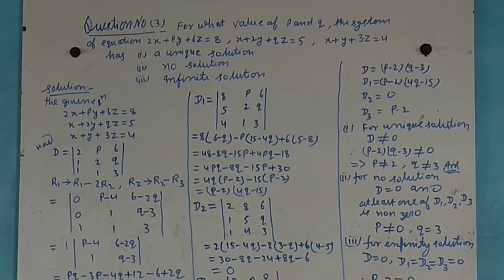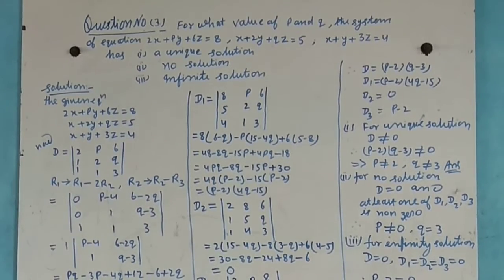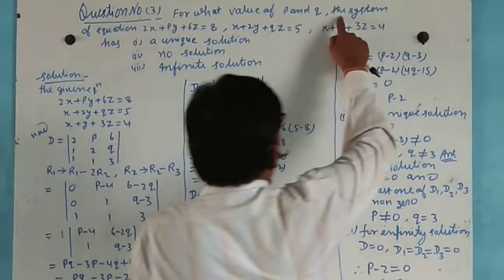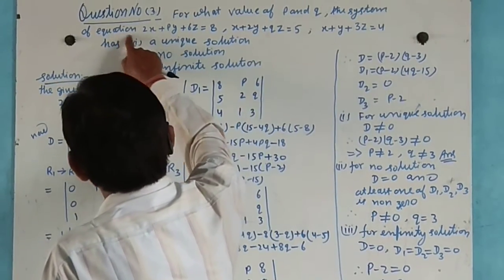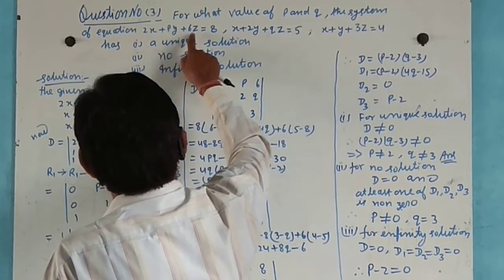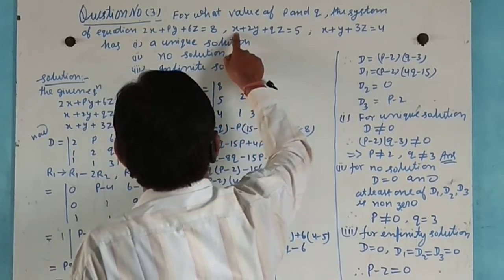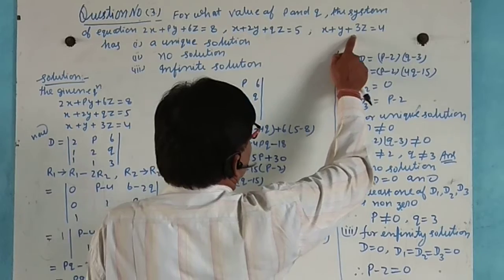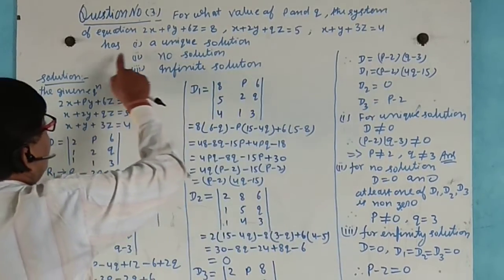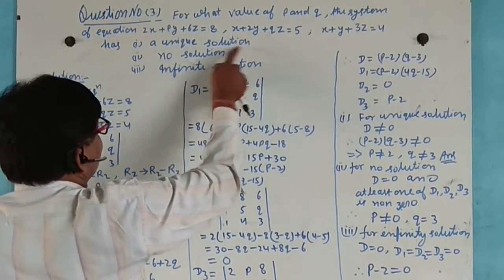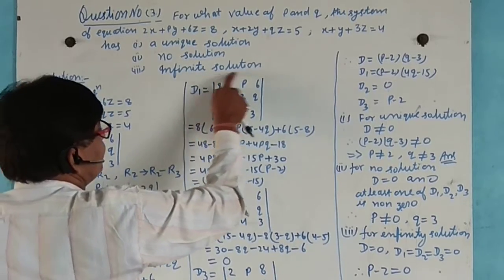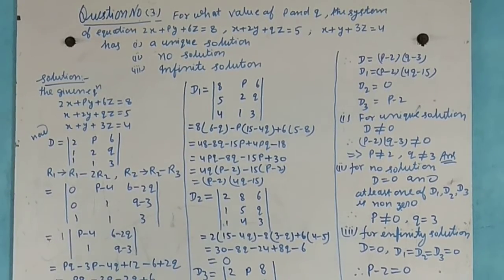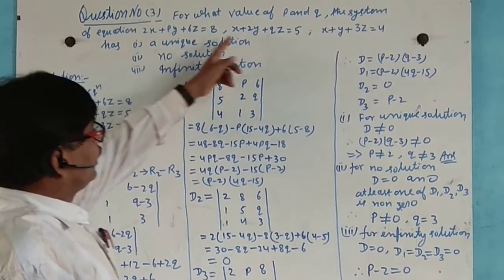Now question number 3. For what values of p and q does the system of equations 2x plus 3y plus 6z equal to 8, x plus 2y plus 2z equal to 5, x plus y plus 3z equal to 4 have a unique solution, no solution and infinite solutions? Here three linear equations are given.